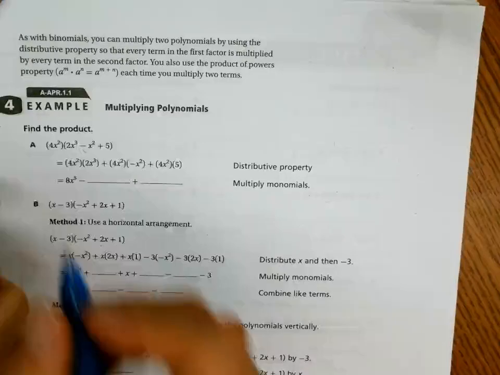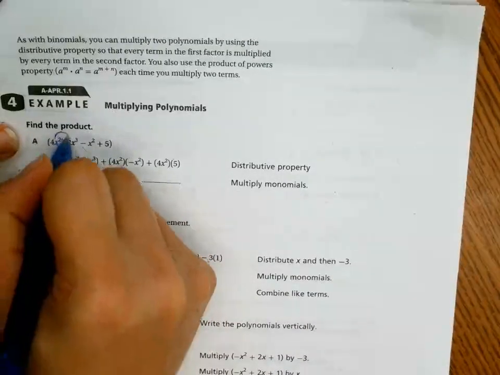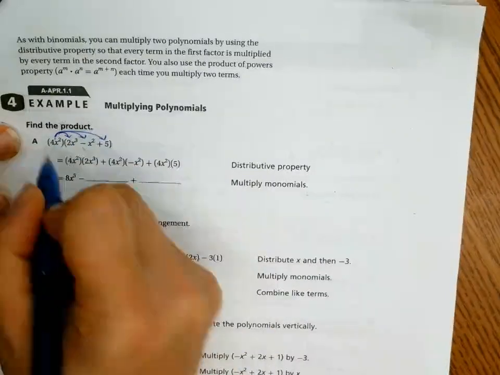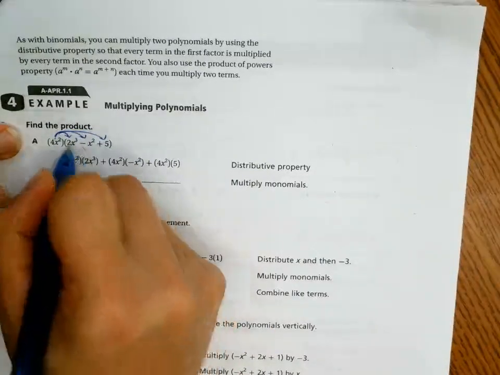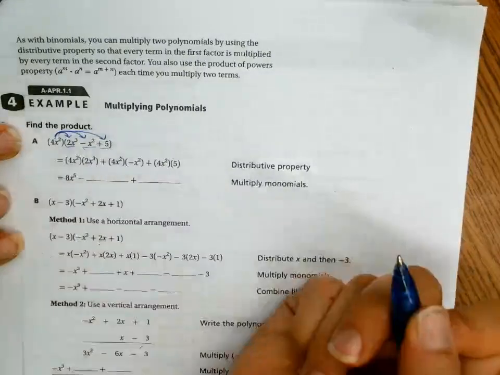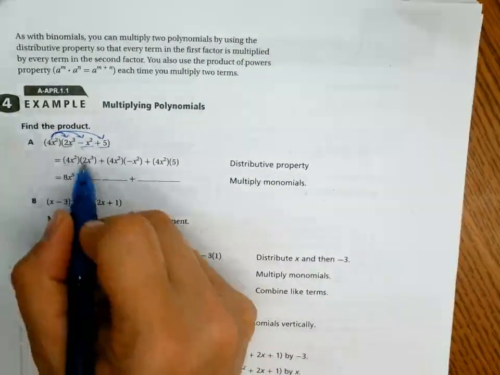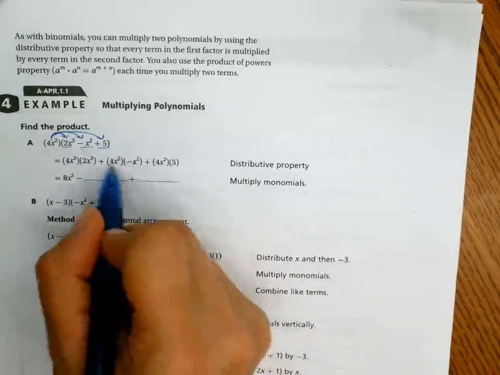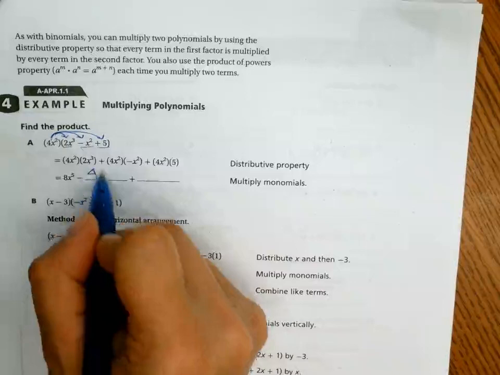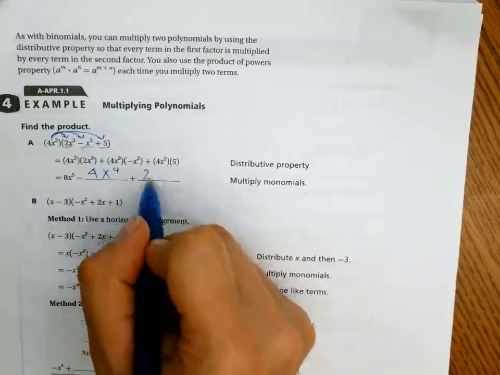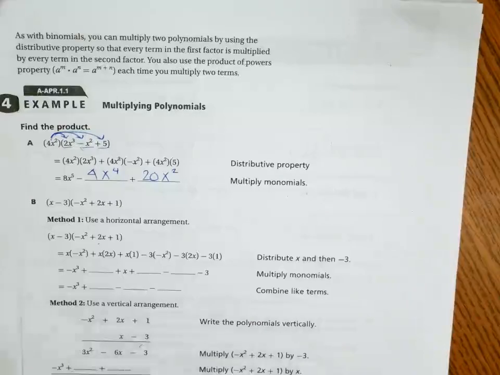Okay, so I'm taking this first term, this monomial, and I'm distributing it to everything in this trinomial. 4x squared times 2x to the third, 4x squared times negative x squared, 4x squared times 5. So we're going to get 8x to the fifth minus, a positive and a negative is a negative, 4x to the fourth, 2 plus 2 is 4. 5 times 4 is 20x squared. Is everyone clear on how I did that?